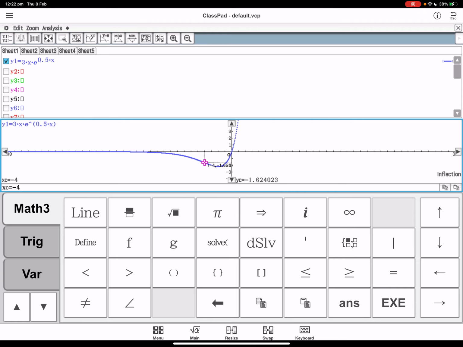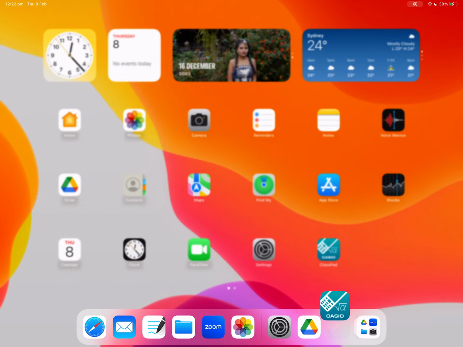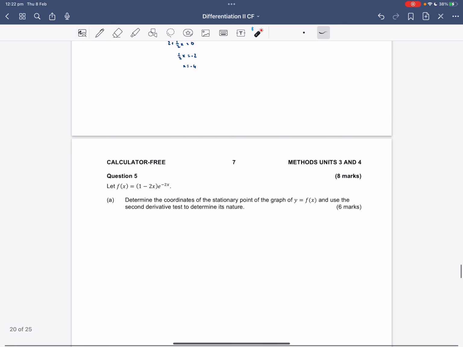There you go. You get an x value of minus 4. The only problem is the y value is not exact. Okay, so it's minus 1.624023. And then if I was to change this into decimal, same thing, minus 1.624023, etc. Okay, graph mode can find points of inflection for you.